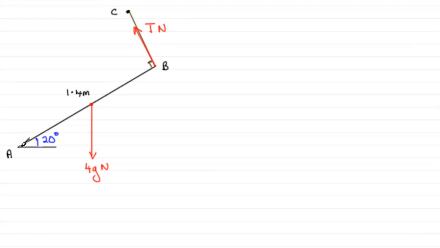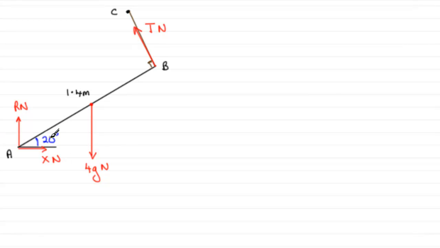And we've also got the fact that it's in contact here with this rough ground. So there's going to be a normal reaction. Let's just call that R newtons. And there'll also be a force to the right, preventing it from wanting to slide to the left. So we'll mark that in there. Let's just say it is X newtons.